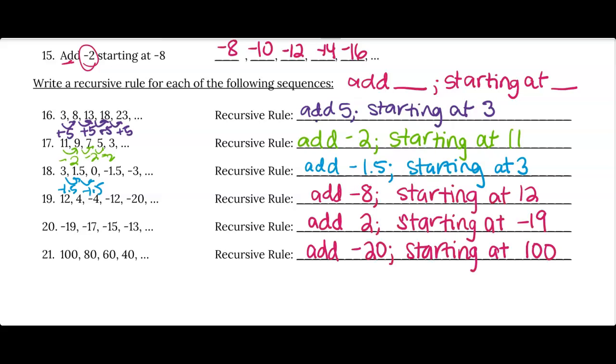In number 19, you see that we needed to add -8 and then start at 12. Number 20, adding 2 but starting at -19, and number 21, adding -20 but starting at 100. You could flip it around and say start at this and then add this, whichever one makes most sense to you.